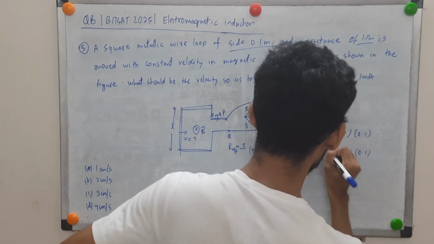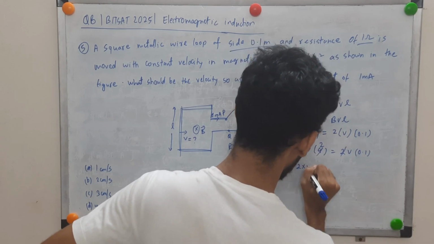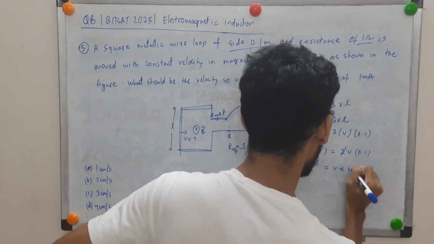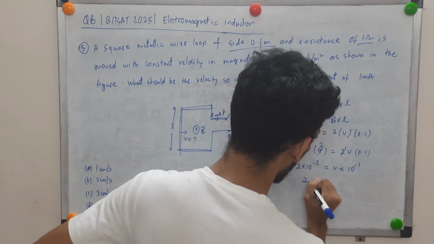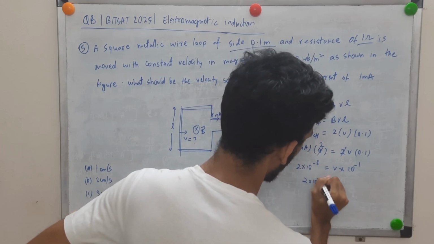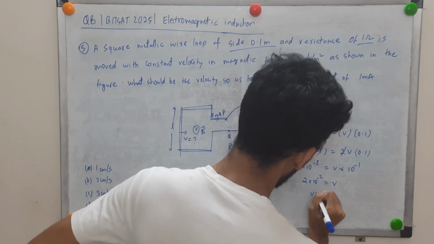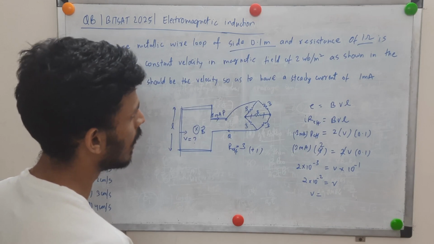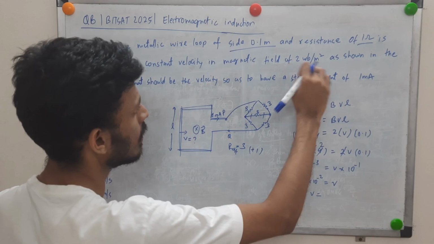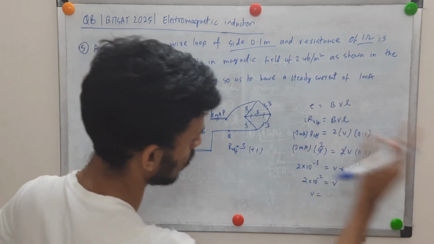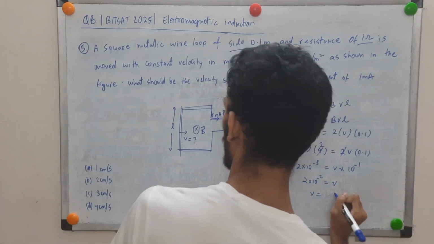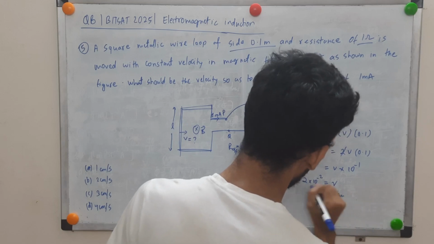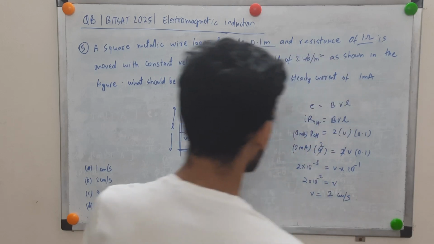We are supposed to find V, so we'll have 2 milliamps, or 2 into 10 to the power minus 3, and V into, this is like 10 to the power minus 1, right? So 2 into 10 to the power minus 2, right? And this is in meters, right? Because we had substituted, this is in meters and this is also in meters. So this answer is in meters. Let's convert it to centimeters. So 10 to the power minus 2 is centimeters, and this is meters per second, so this will be centimeters per second.